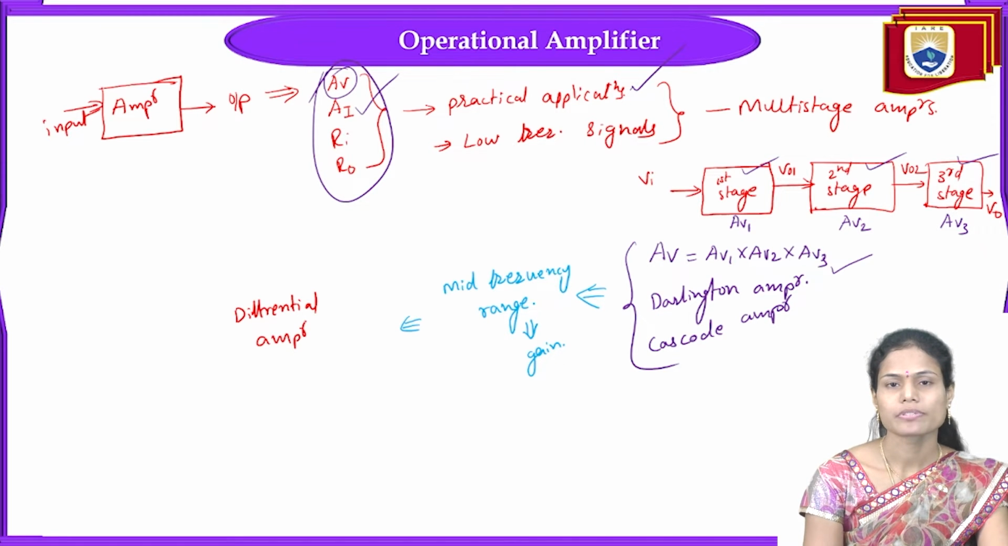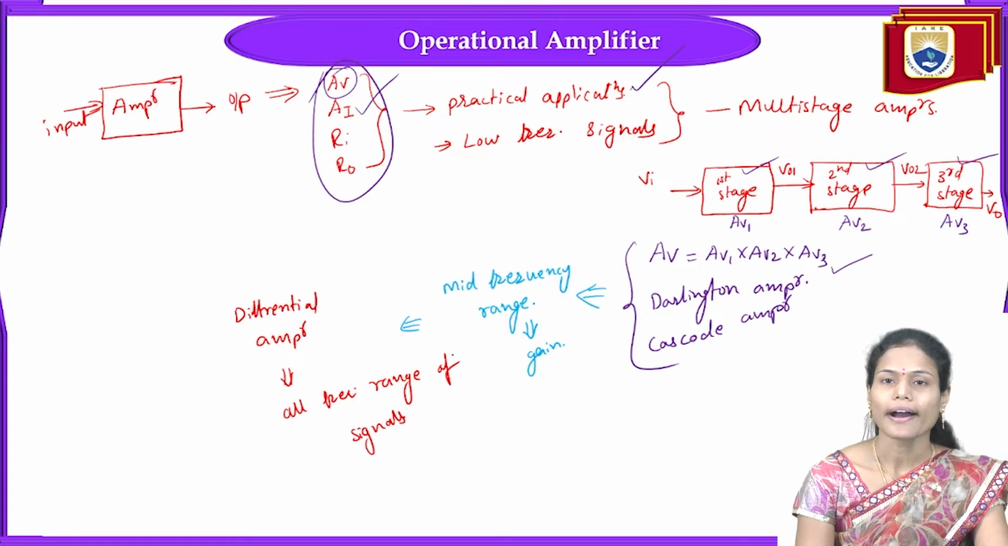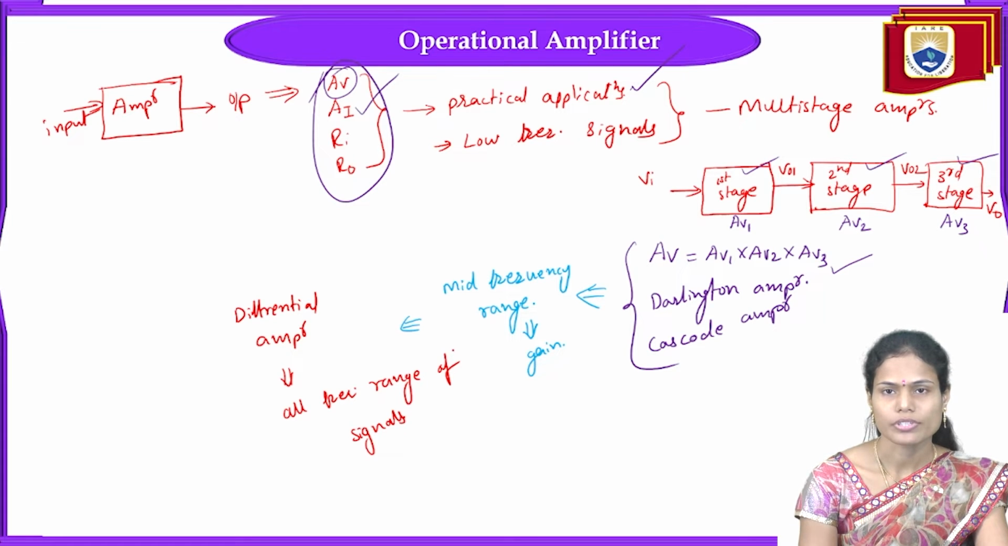So what is the basic purpose of this differential amplifier? First thing, it can amplify all frequency range of signals. All frequency range of signals it can amplify here. That is nothing but it will improve the gain in all frequency range of signals. It will amplify the signal. In order to design this differential amplifier, instead of taking a single stage of amplifier, we have to take similar type of two transistor stages.